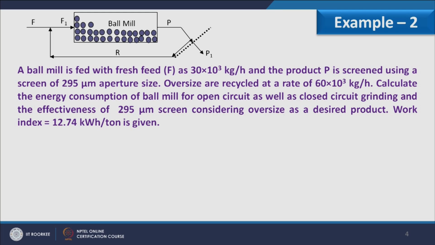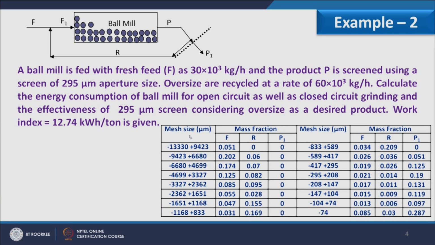Example 1 has shown the computation using Kick's as well as Rittinger's law. Here I have considered Bond's law to demonstrate how the energy consumption will be calculated using this. Now, apart from this, we have a huge data for this problem which is shown in this table. The first column of this table shows the mesh size, where the mesh size in terms of minus and plus are shown. Now, you understand very well what minus shows and what plus sign shows.